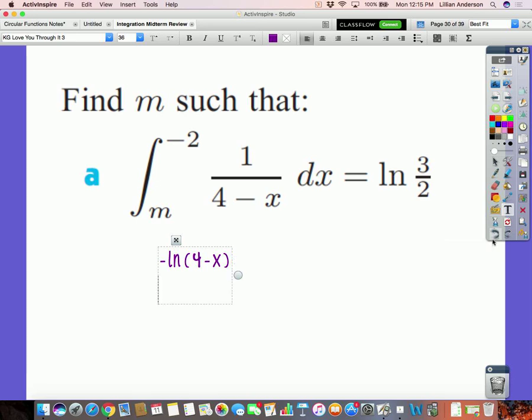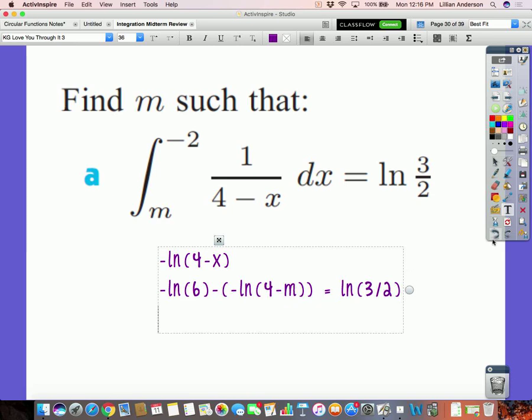So you plug in your top bound. When you plug in your top bound, you get ln of what? So it's going to be 6. And then you subtract it from what you get when you plug in your bottom bound. So that's going to be the ln of 4 minus m. Everyone see that? Now that should equal your area, which is ln of 3/2. Well, two negatives make a what? So this is really ln of 6 plus ln of 4 minus m.